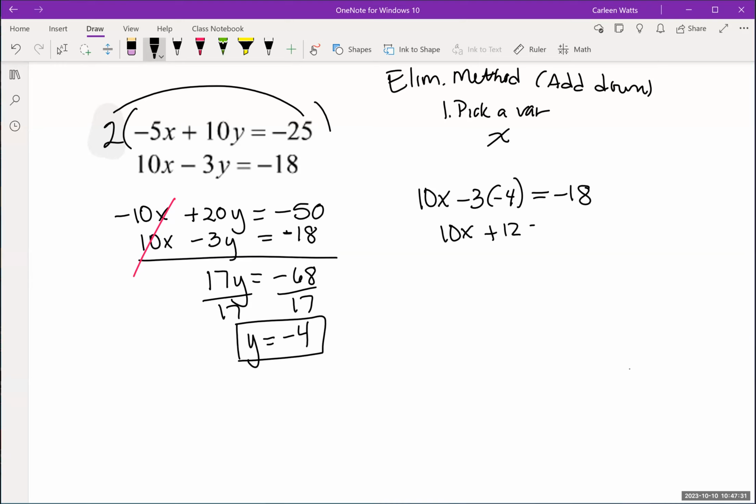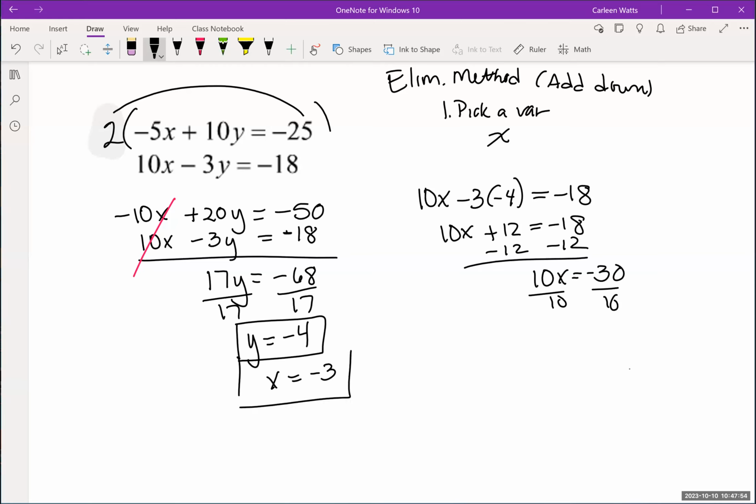plus 12 is equal to negative 18, minus 12. 10x is equal to negative 30. I almost put 3. Divide by 10. x is equal to negative 3. Or you could say they intersect at the ordered pair negative 3, negative 4.